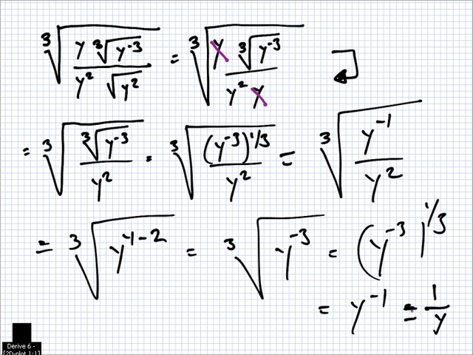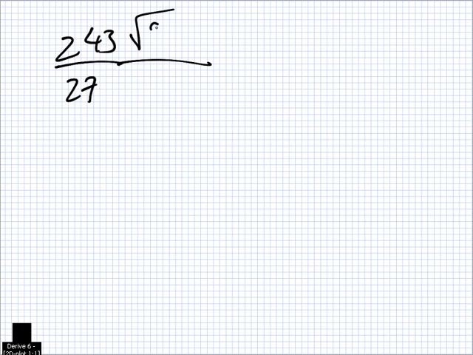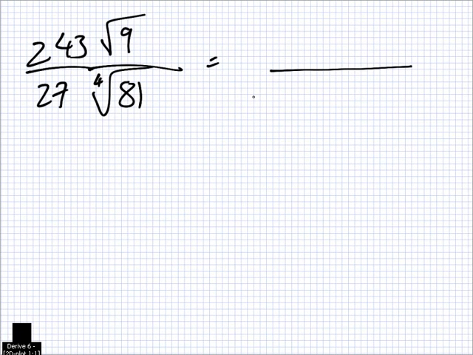The numbers aren't nice. Let's have a look. It's a bit of a pain, this one is. 243 over 27, and then what's that one? Square root 9, fourth root 81. No, it's not that. That's a relative word. So square root 9 is 3, and the fourth root of 81 is also 3, because 3 by 3 by 3 by 3 makes 81.